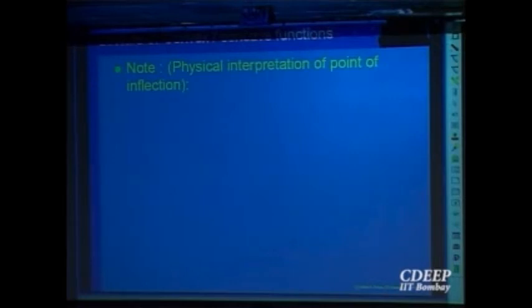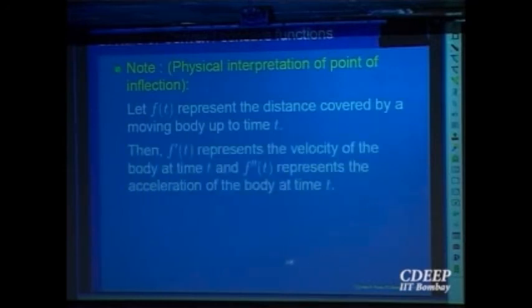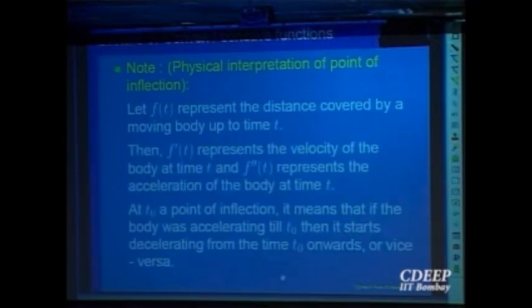So when the second derivative changes its nature from positive to negative or negative to positive, in physical quantities, if function says the distance traveled by a body, what does second derivative indicate? Right? And if it's positive and it becomes negative, so body was accelerating up to some point and then it suddenly starts decelerating, or it was decelerating and starts accelerating at the point of inflection. So that is the physical interpretation of points of inflection. Okay? So that represents the acceleration and so on.